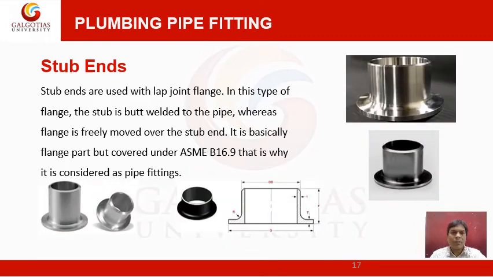Stub ends. Stub ends are used with the lap joint flange. In this type of flange, the stub is butt welded to the pipe, whereas the flange is freely moved over the stub end. It is basically a flanged part but covered under the ASME B16.9. That is why it is considered as a pipe fitting.